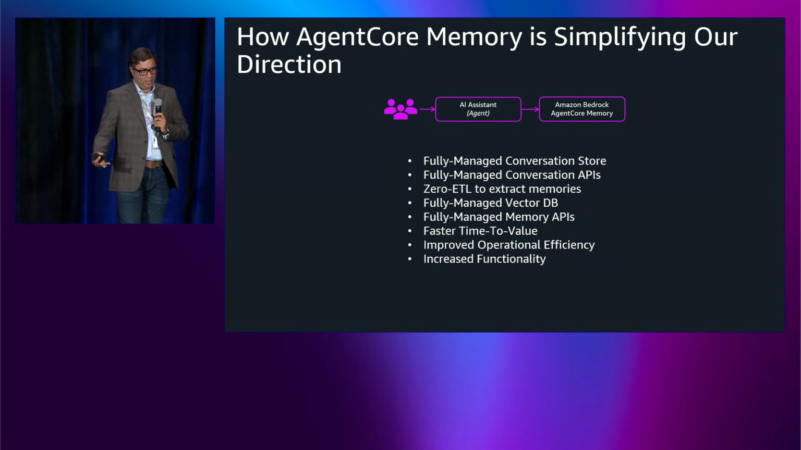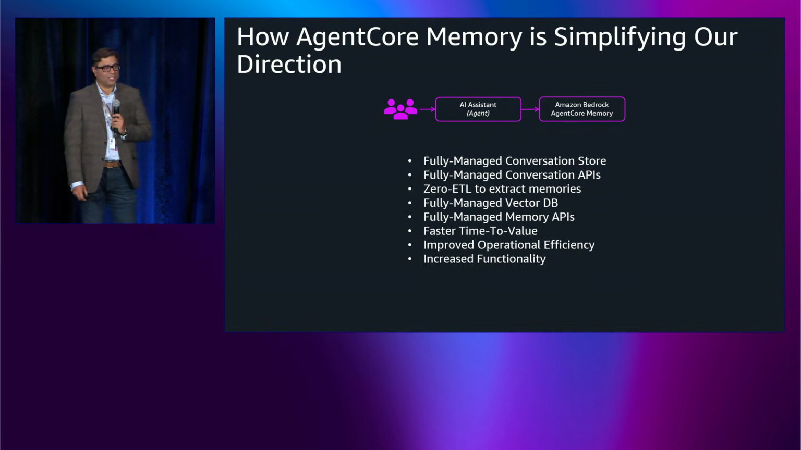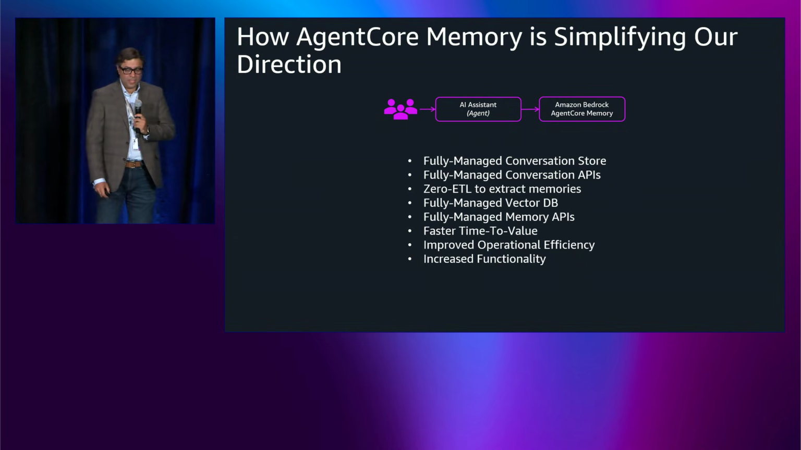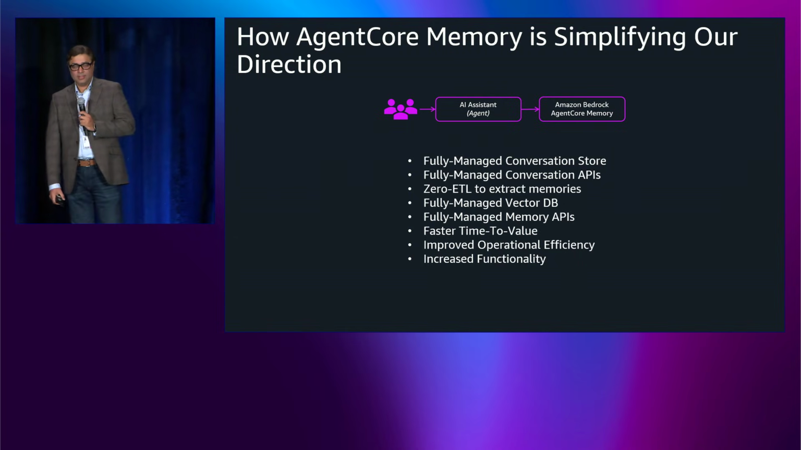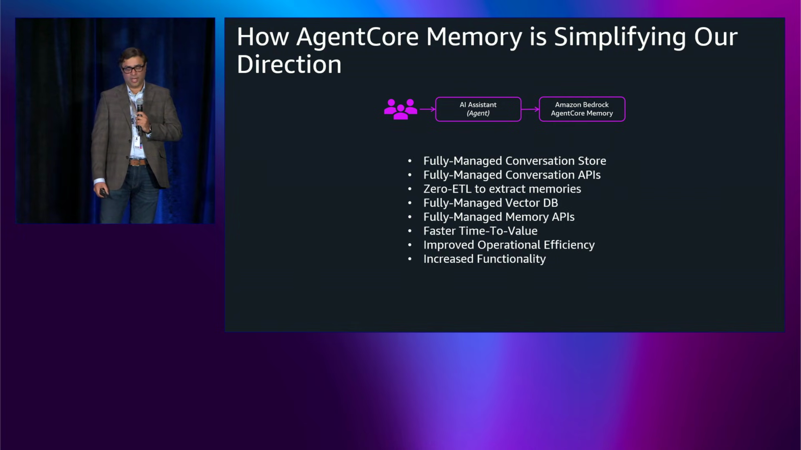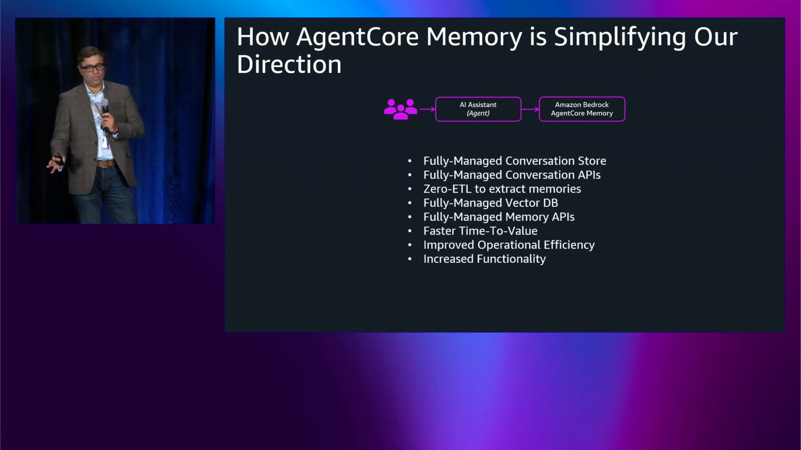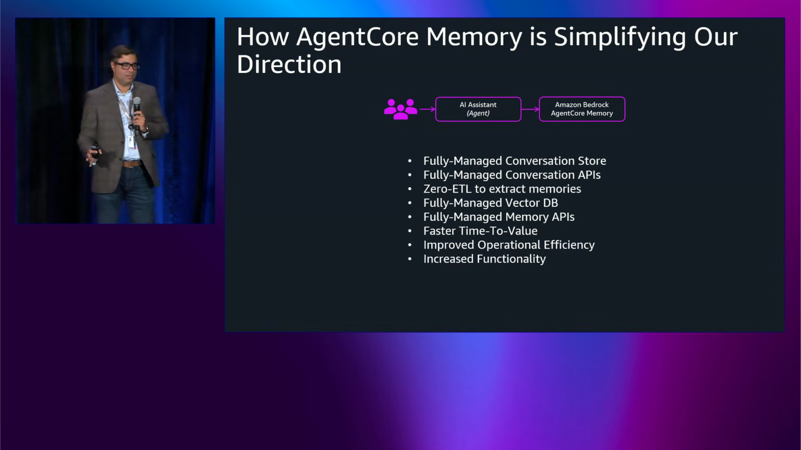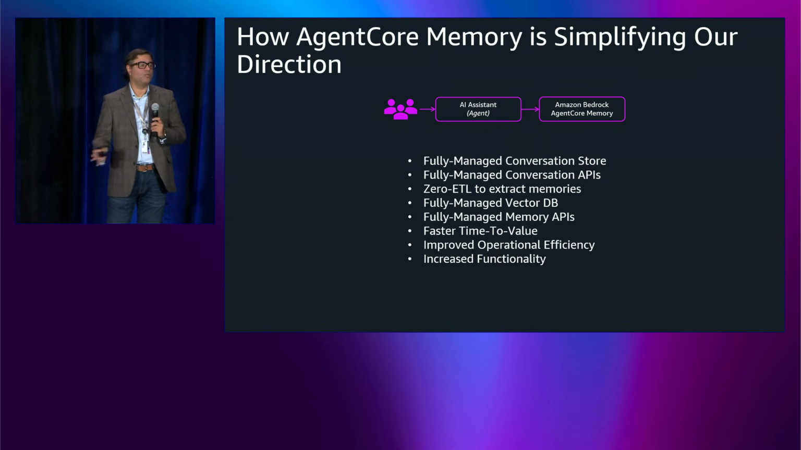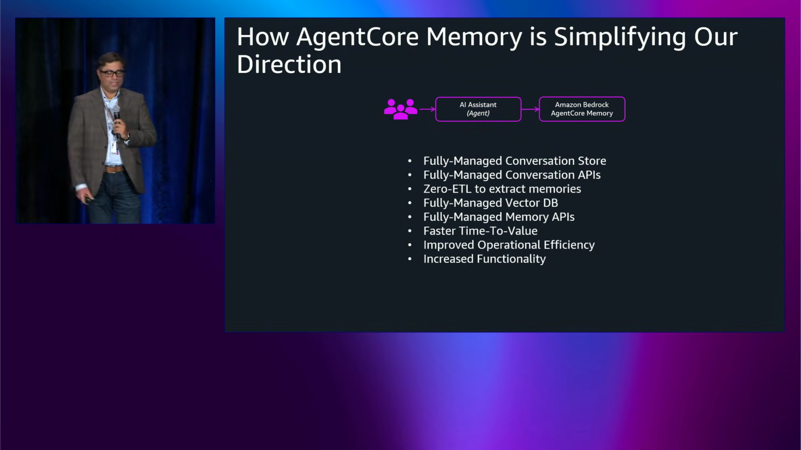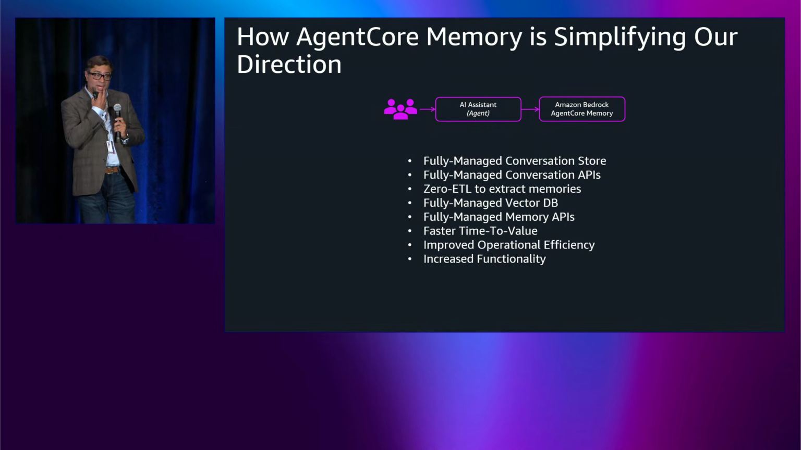What it brings to the table for enterprise-wide scale is faster time to value, improved operational efficiency, and a lot of increased functionality. In this scenario, our engineers focus on building agents and not worry about the infrastructure. So this is how we have simplified our direction, and we are still improving towards a better scale and a better roadmap for Experian.